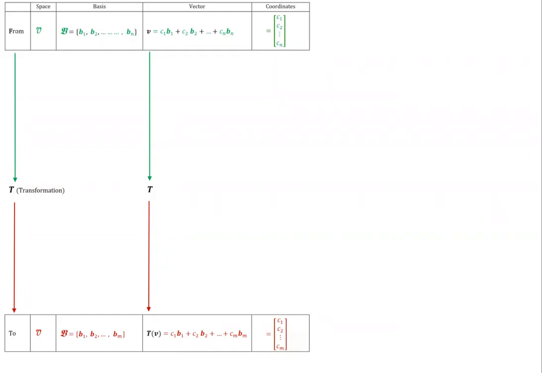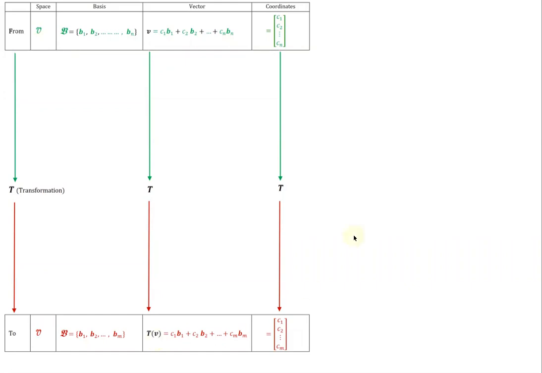And of course, we may also think of the transformation as a special kind of function that takes the green coordinates of the vector v that belongs to the original green space, takes this column of the coordinates as an input, and produces red output, red coordinates of the T of V vector.